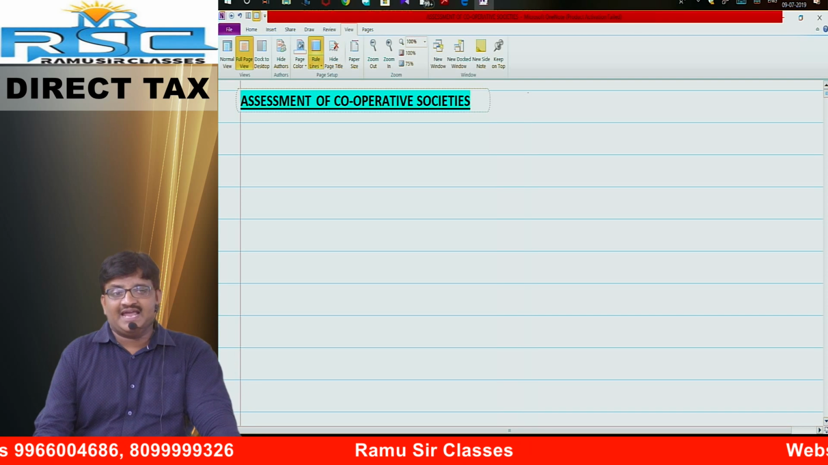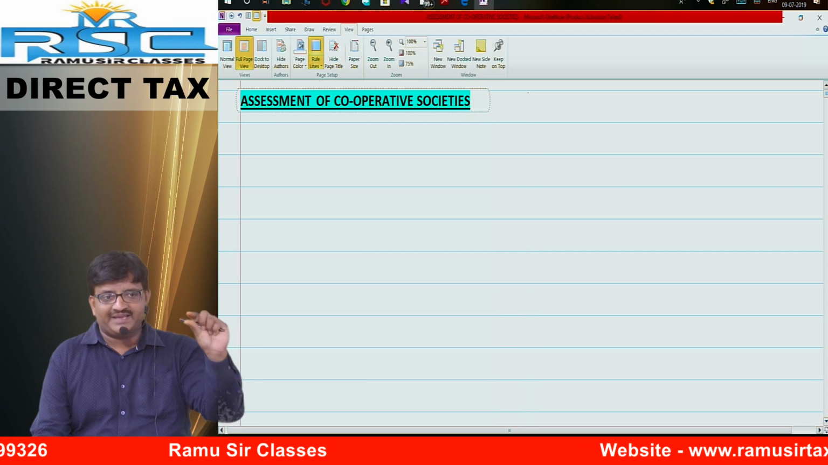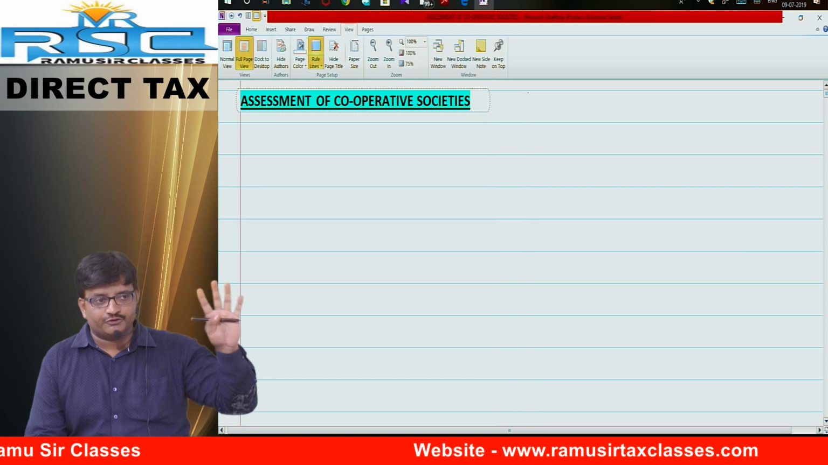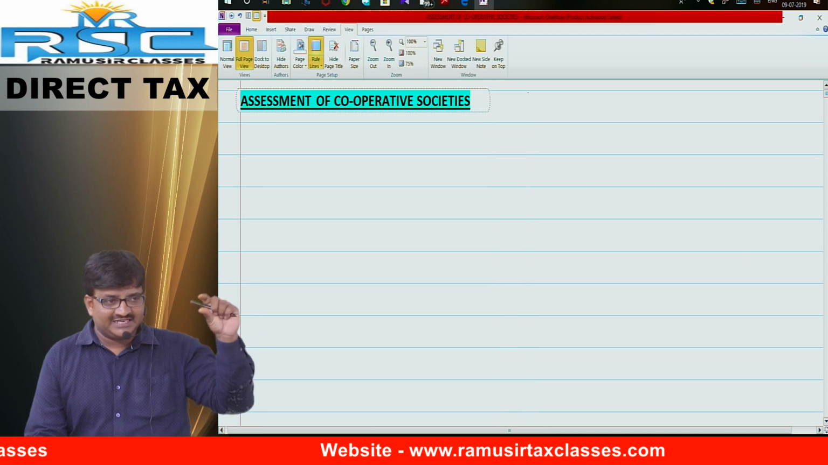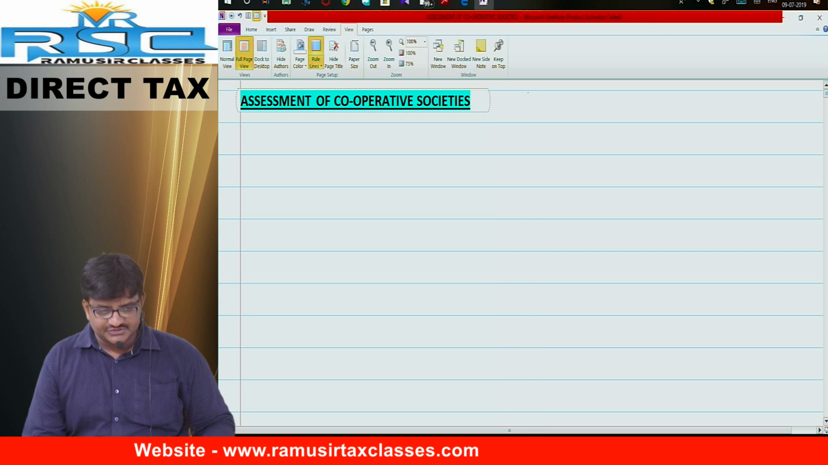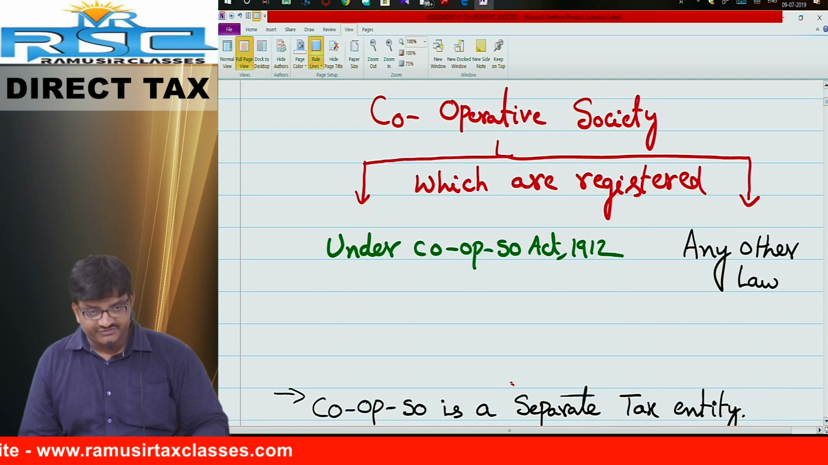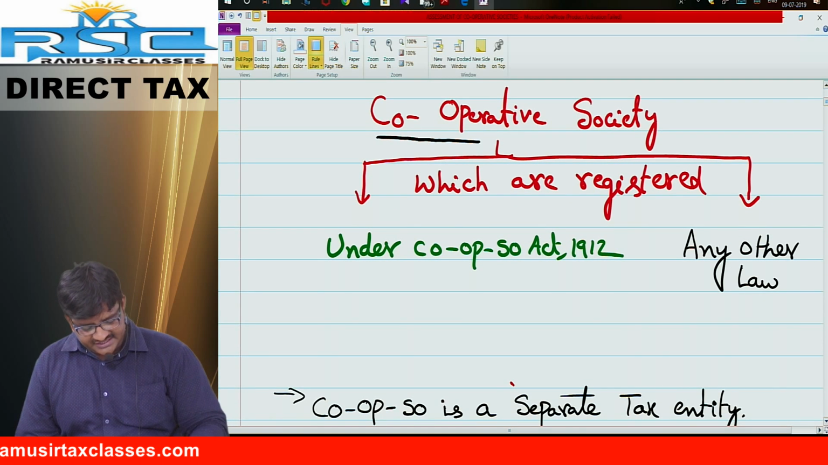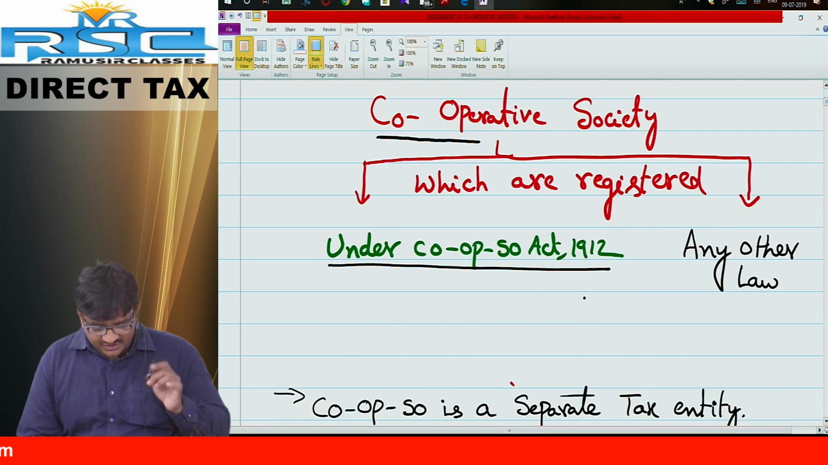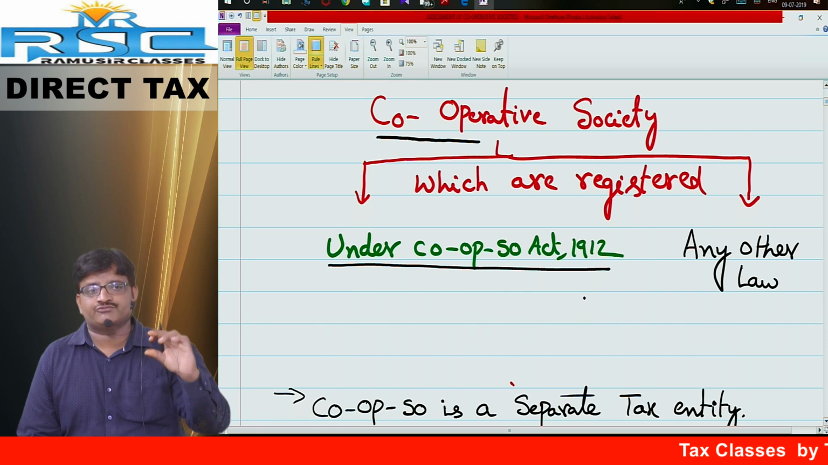Next one, friends, health and education cess. Every cooperative society is required to pay health and education cess at the rate of 4%. I repeat, 4% on the sum of income tax of the cooperative society plus surcharge. So today, let's start with the assessment of cooperative societies. First, cooperative societies are the societies registered under the Cooperative Societies Act 1912 or any other law for the time being in force. This is the definition of cooperative societies.